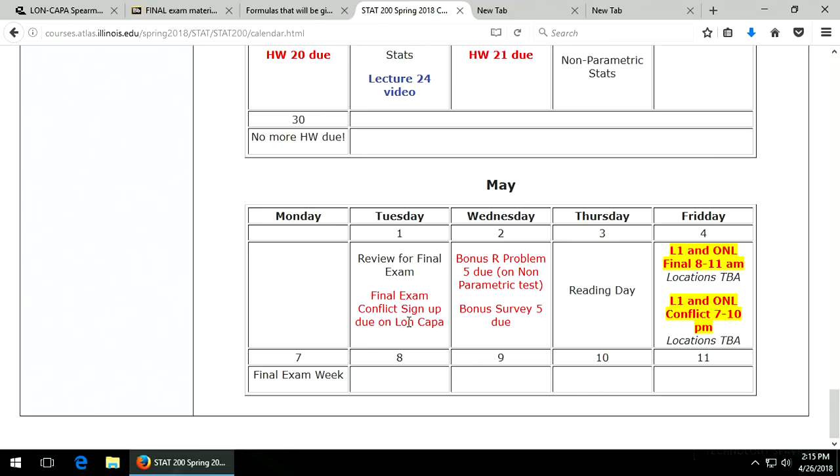And if you need to sign up for a conflict, do so on Lawn Kappa. Conflict means taking it that night. And if you can't do that, if you have 3 finals in a row, we have another option to take it the following week. So you can just check that out on Lawn Kappa. Or to take it on ProctorU if you're away or something. Okay, so any other questions so far?